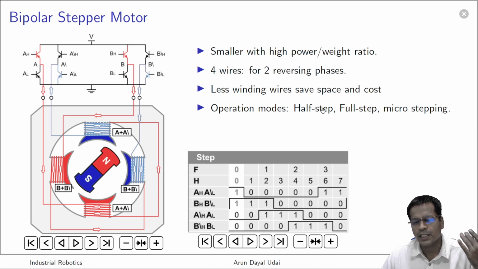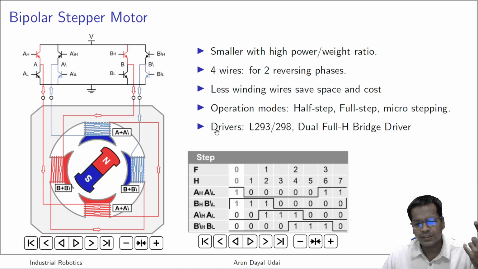Operation can be half step, full step, and micro stepping also can be done. And drivers are standard L293 or L298. L293 can run a maximum of 1 ampere, L298 can run 4 ampere. A dual full H bridge driver is required. L298 is a dual full H bridge driver.